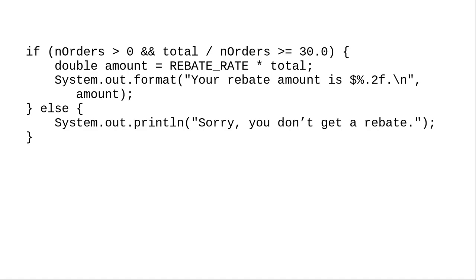When we ran the program with 10 orders, our first condition, 10 greater than 0, was true. Java had to do the division to find out if the second condition, the average being greater than or equal to 30, was true or not. When we gave 0 orders, 0 is not greater than 0. The first condition came back as false, which meant Java didn't have to evaluate the second condition at all. The division never happened. That's why the program was able to complete successfully.